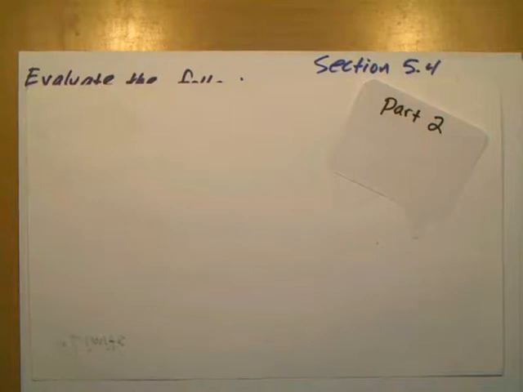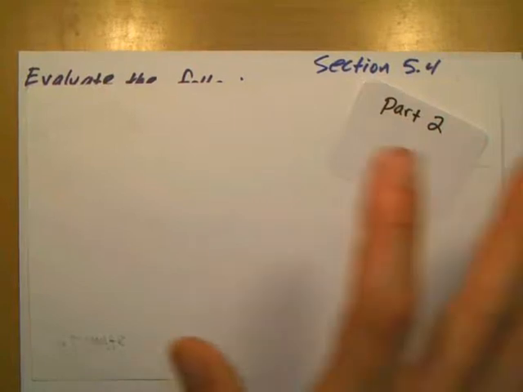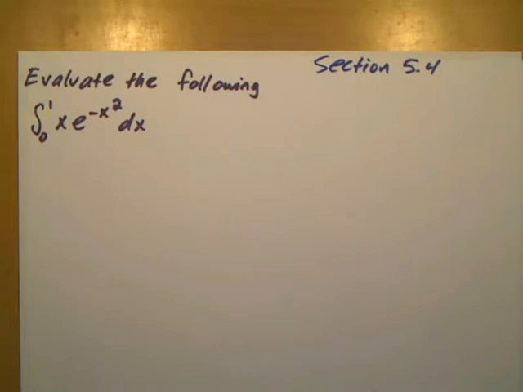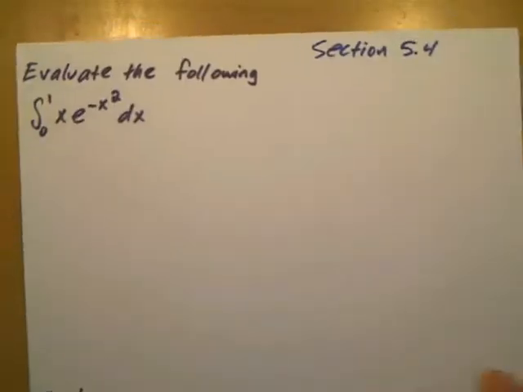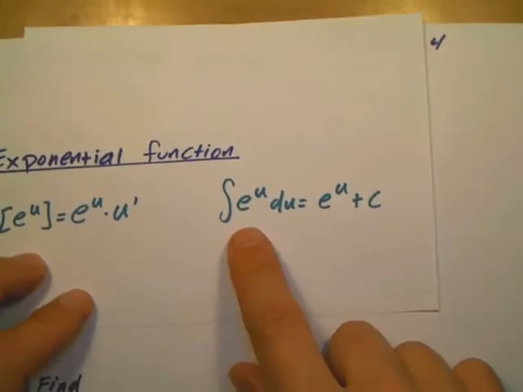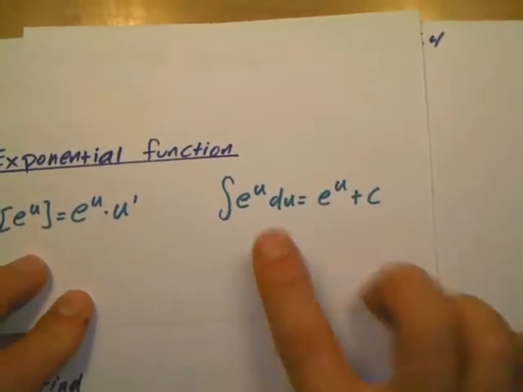Alright, this is part 2 of section 5.4 dealing with exponential functions. There's only 2 examples in this video. It should go pretty straightforward, and they're just going to be dealing with integrals. So going back to the formula, the antiderivative of e to the u is very simple. It's itself, e to the u.